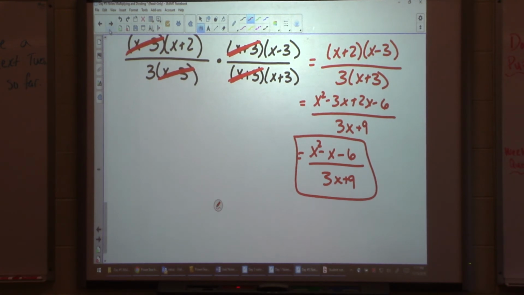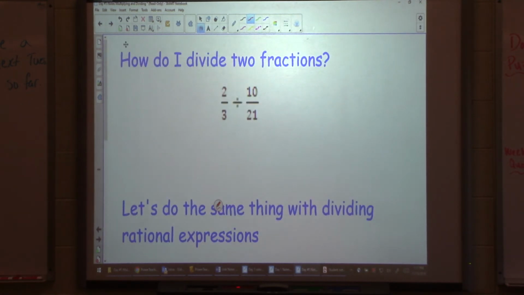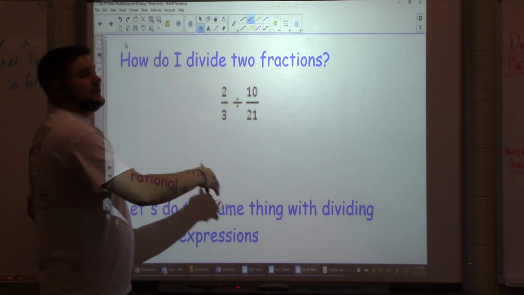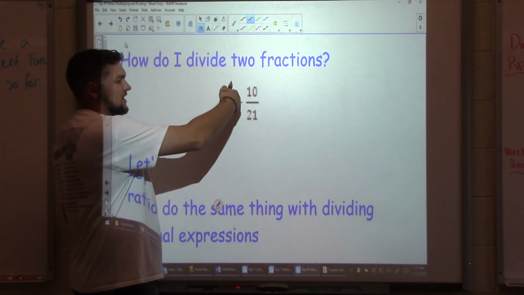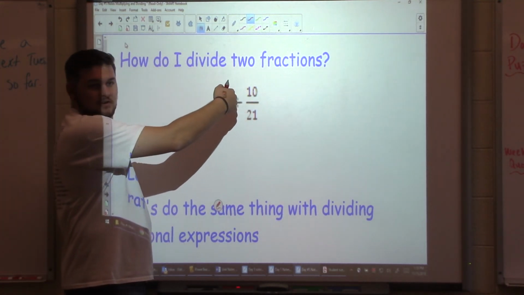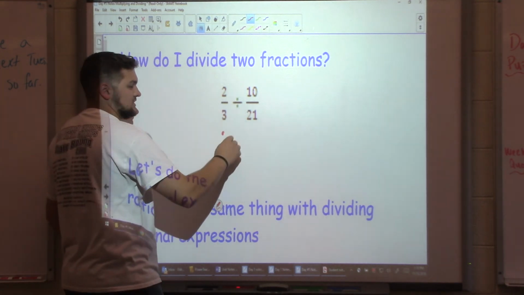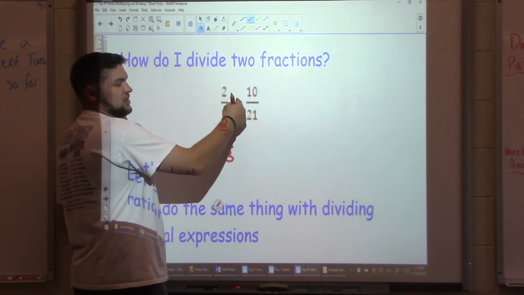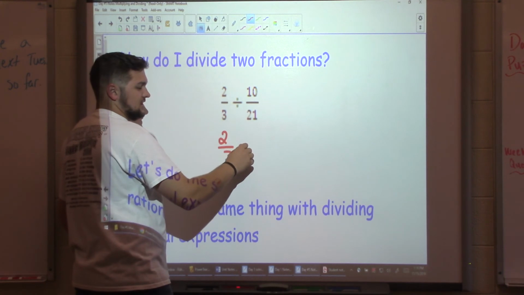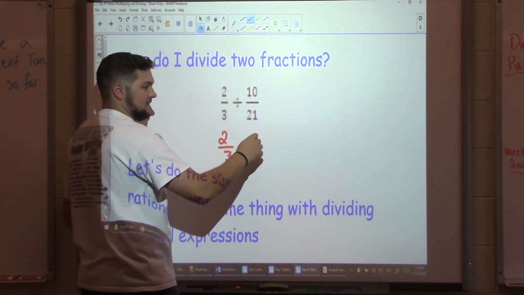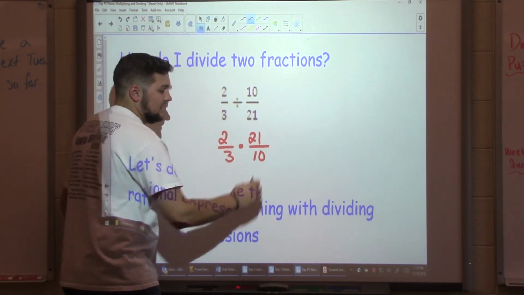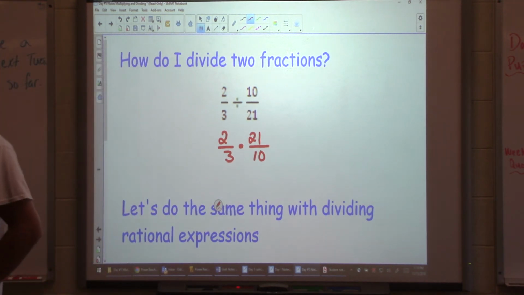What about when I divide fractions? How do I divide a fraction? Renee? Don't you change the reciprocal for one of them? Yeah. So, we multiply by the reciprocal. Perfect. You may have heard it before, but you keep, change, flip. You keep your first fraction, you change the division to multiplication, and you flip your second fraction, 21 over 10. It's the same thing as multiplying by the reciprocal.